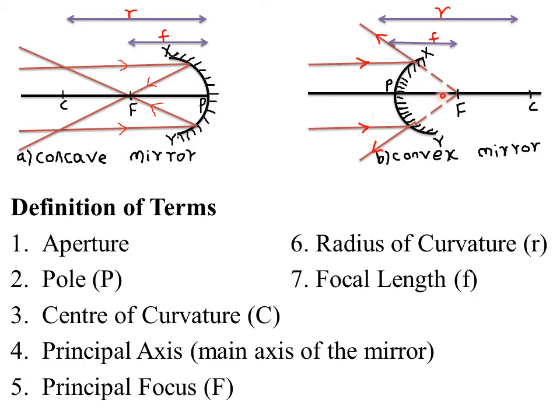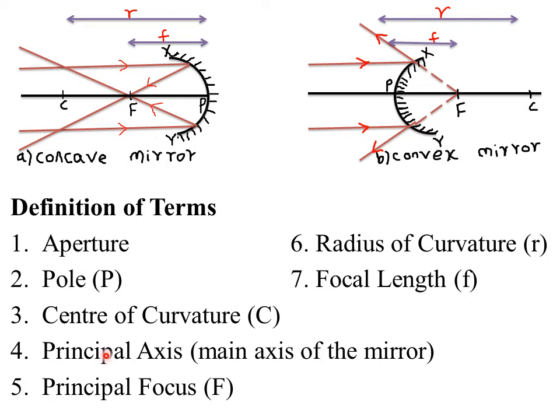Conversely, in the case of convex mirrors, the center of curvature is always behind the mirror. This is the front side of the mirror, and this is the behind side of the mirror. So for convex mirrors, the center of curvature, denoted by C, will always be behind the mirror.